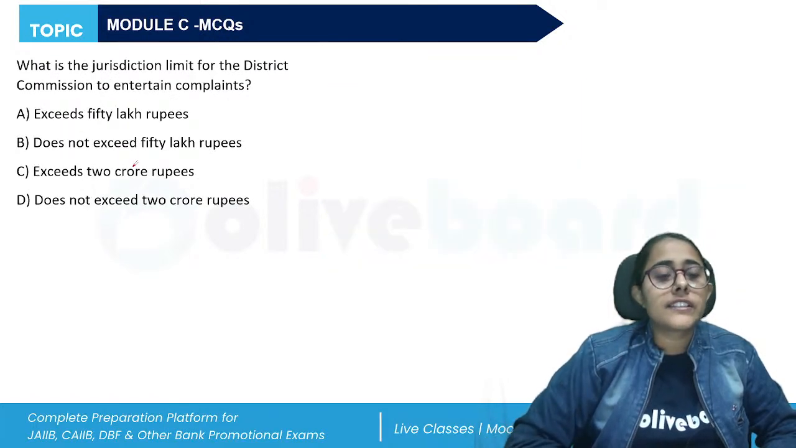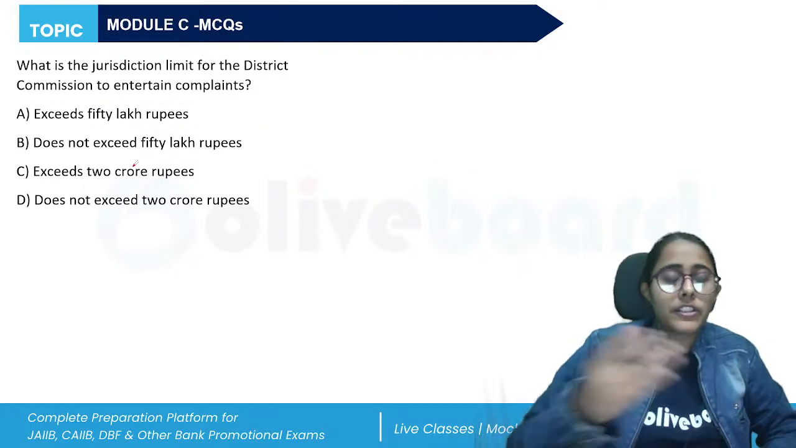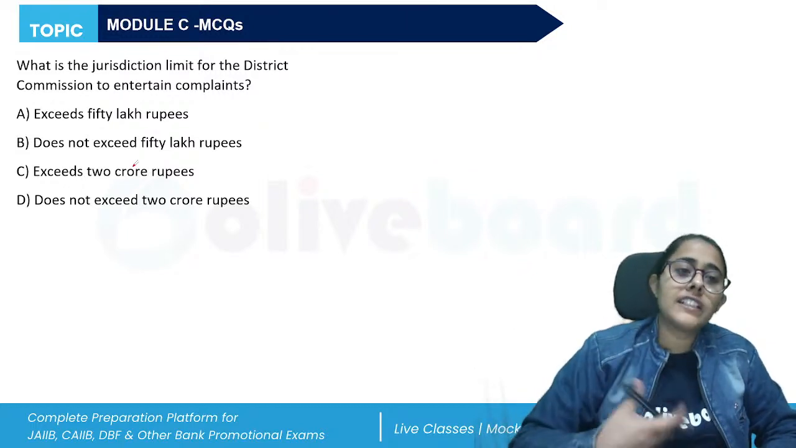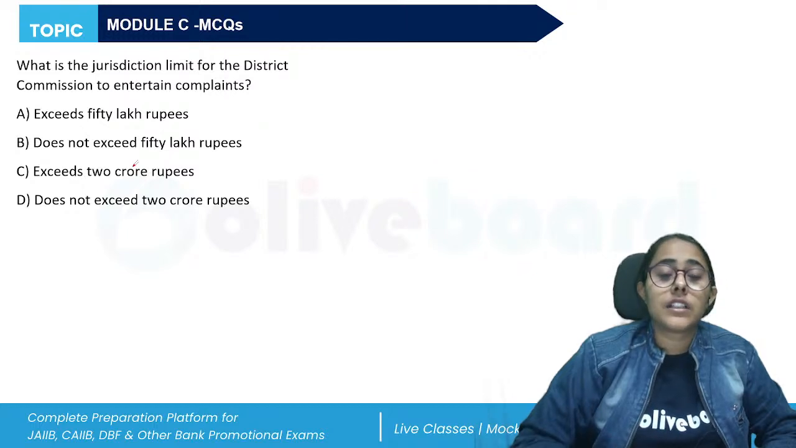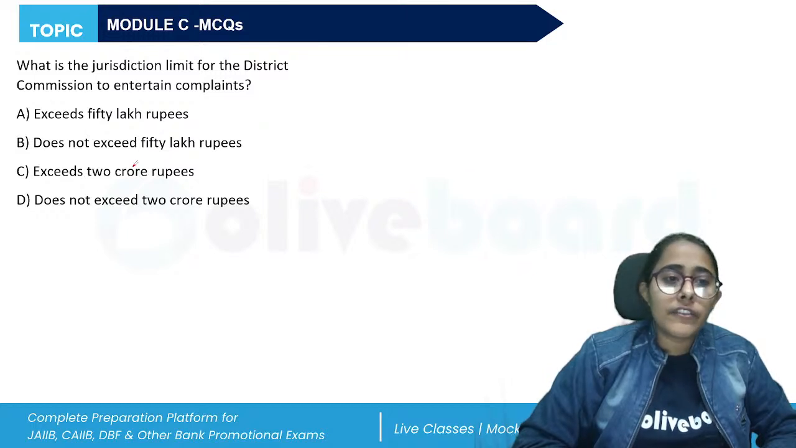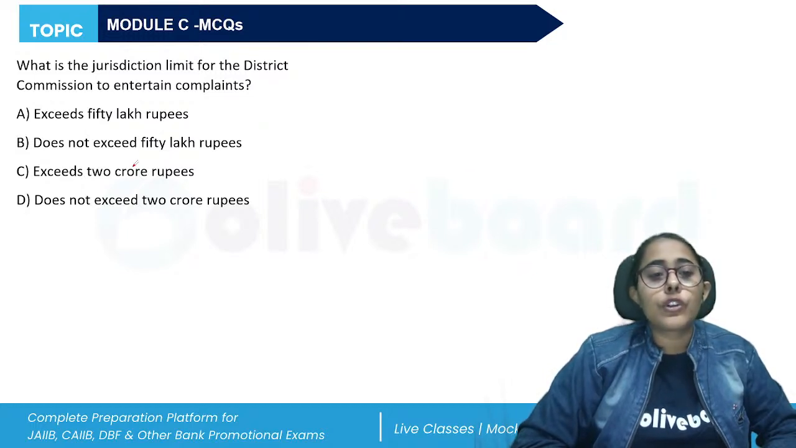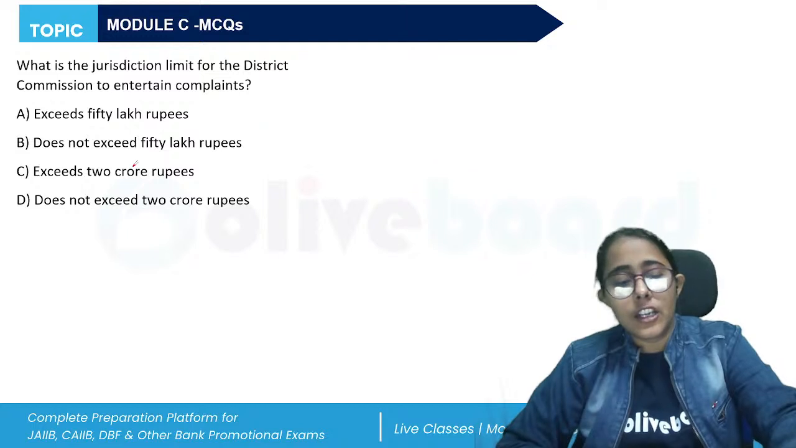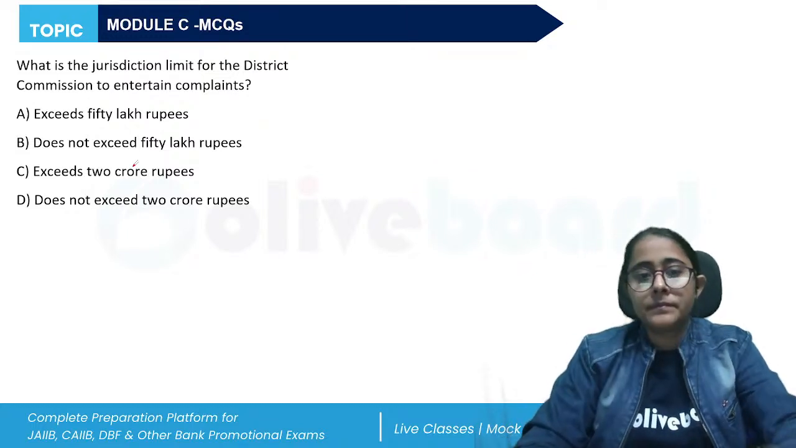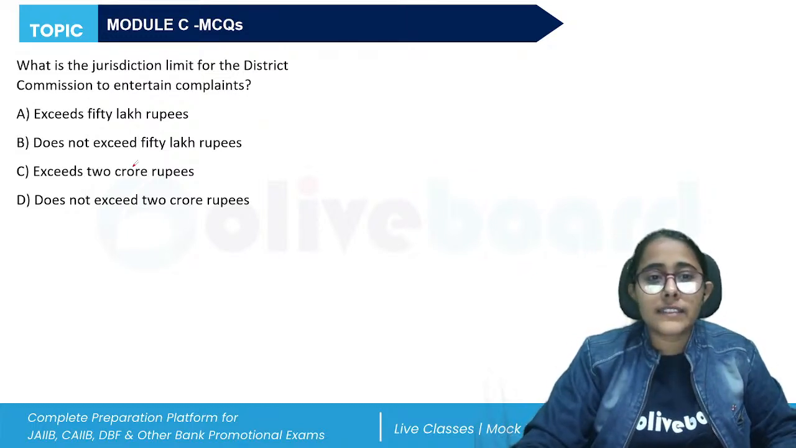Next, what is the jurisdiction limit for the district commission to entertain complaints? So now we have seen the central commission, state commission. We also have the district commission. What is the jurisdiction limit? For the complaints exceeding 50 lakh rupees, where they do not exceed 50 lakh rupees, if they exceed 2 crore rupees, or they do not exceed 2 crore rupees. So, which cases can be undertaken by the district commission to entertain the complaints of the consumer?